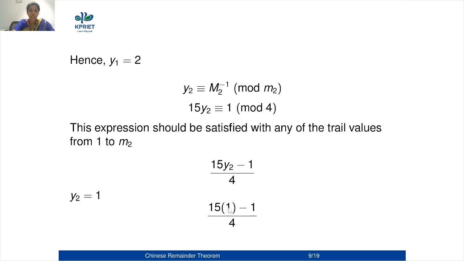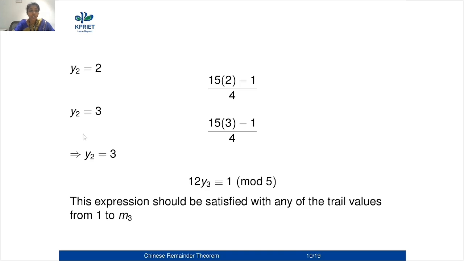So it is 15 times 1 minus 1 by 4. It is 14 by 4. It is not satisfied. Now let us substitute y2 as 2. 15 times 2 minus 1 by 4. It is 30 minus 1 by 4. It is not satisfied because it is 29 by 4. Now let us substitute y2 as 3. 15 times 3 minus 1 by 4. So 15 times 3 is 45, and 45 minus 1 is 44 by 4. Yes, it is satisfied. So the value of y2 is 3.